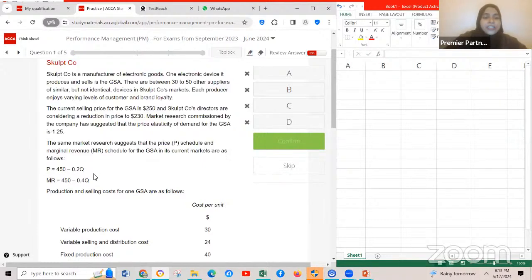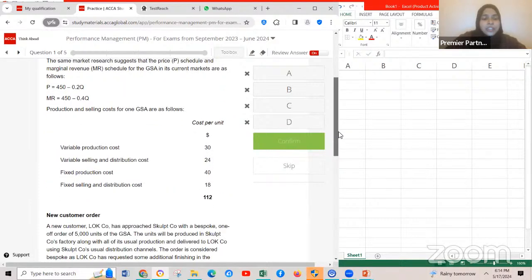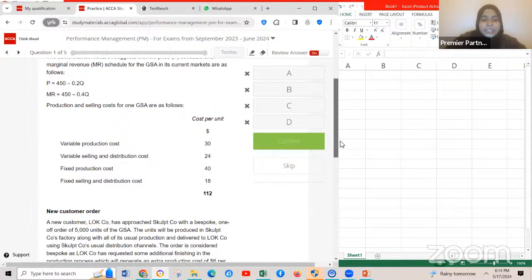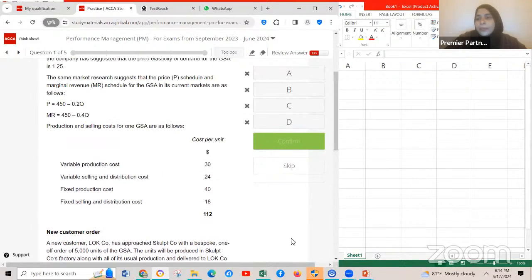So they have given us the price equation and the MR equation. You can see MR is simply A minus 2B. B was 0.2, so for MR it's 2B, 0.2 into 2, 0.4. Production and selling costs for one GSA are as follows: variable production cost, variable selling and distribution cost, fixed production cost, fixed selling and distribution cost. What's the marginal cost here, guys? What do you mean by marginal cost? Marginal cost is the extra cost of making one more unit.